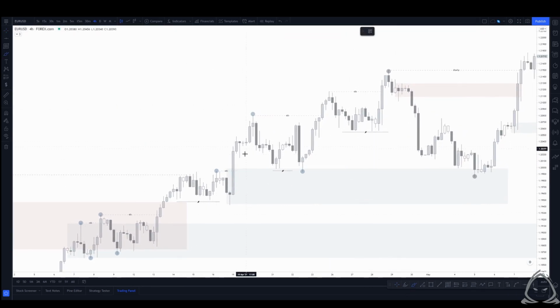And if we just continue on, what we can see is we now have this impulsive leg or this swing structure on the 4 hour. And what we can see a little bit more clearly is we're creating substructure. We get a change of character. Price comes down and then continues to the upside.